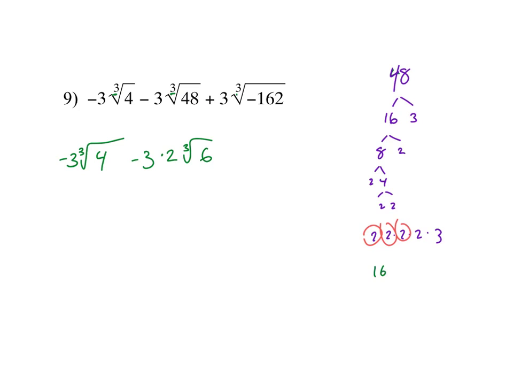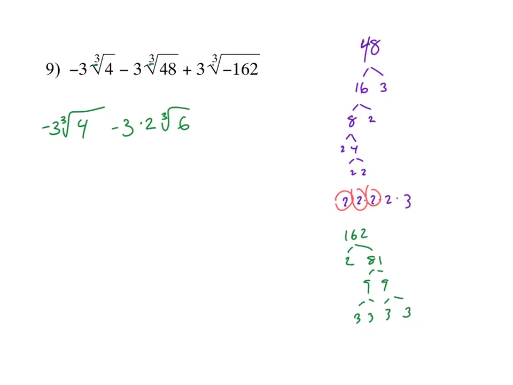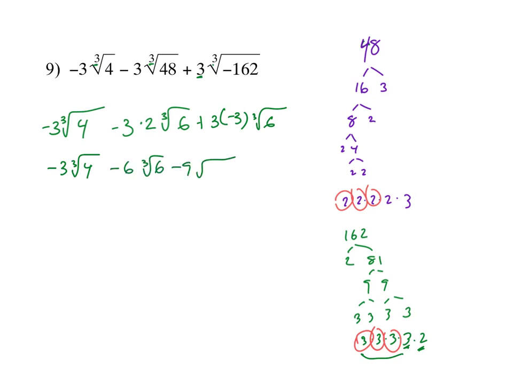Right? So 162, I can simplify it as 2 times 81, I get 9 times 9, 3, 3, 3, and 3, so this is the same as 3 times 3 times 3 times 3 times 2. So I have one group of three 3s right here. That means that I'm bringing out a 3. Now I'm bringing out a negative 3. Why negative? Because this inside of here is negative. And it comes from this triple right here. And inside of the cube root, I have that 6 from 3 times 2 down here. So negative 3 cube root of 4 minus 6 cube root of 6 minus 9 cube root of 6. Now, these two are like terms. So negative 3 cube root of 4 minus 15 cube root of 6.